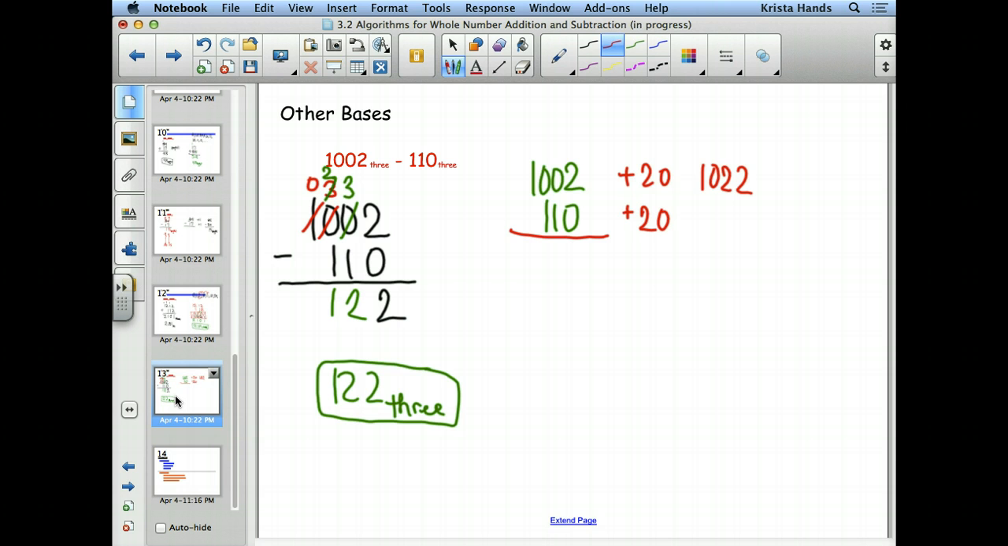Well, the last 0 stayed put. But what happens when I add 2 and 1? What do I get? 1, 0. I get the 0, and then I get a 1 that gets added to the 1 in the next column over. So this is now 2, 0, 0.